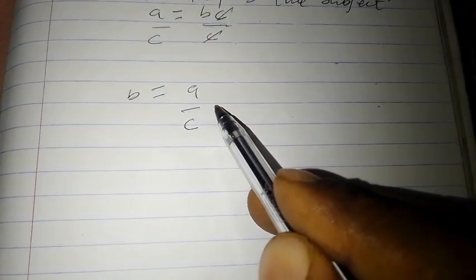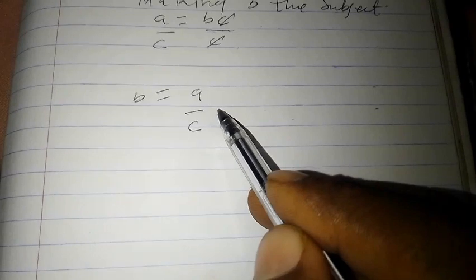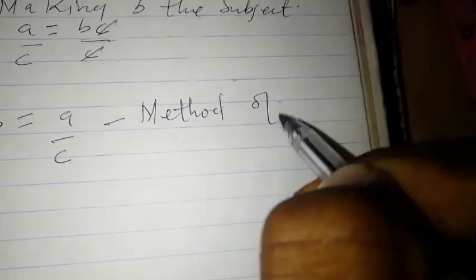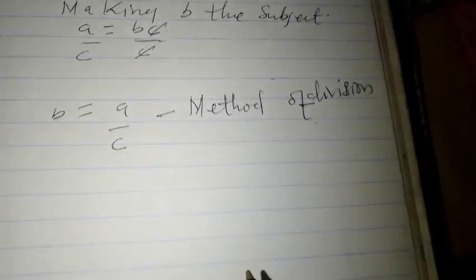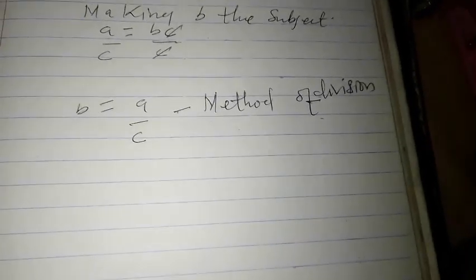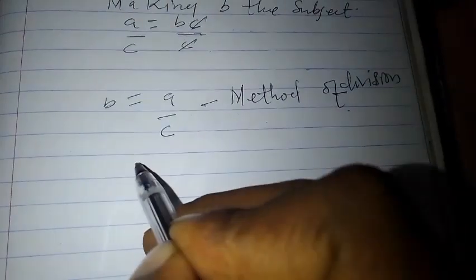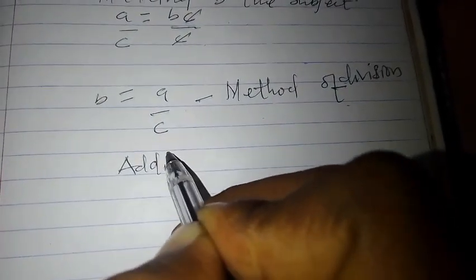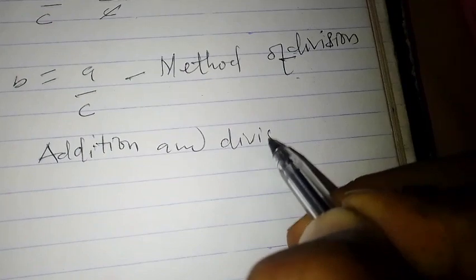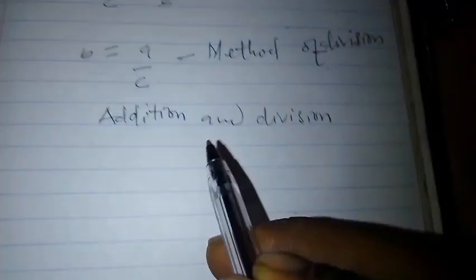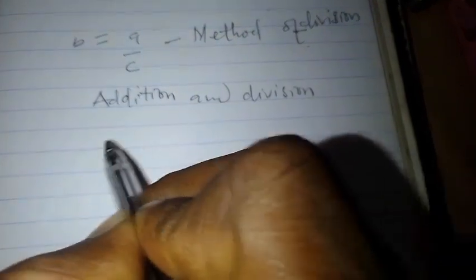This is the first one we use, and the first one is using what? Division. So this one is the method of division. You see? So from this one we continue to the addition. So addition and division. This is what the addition and division looks like.